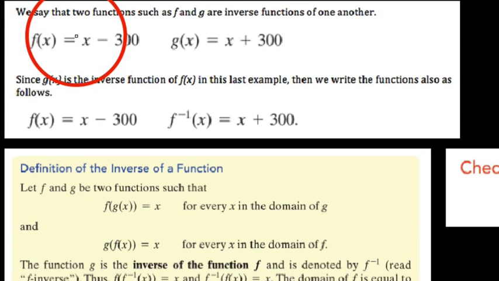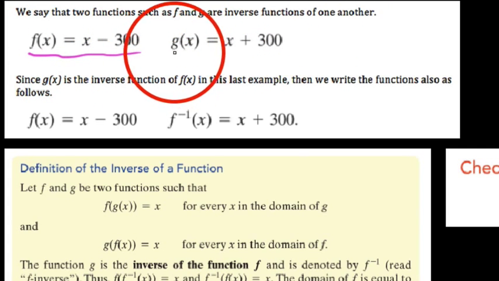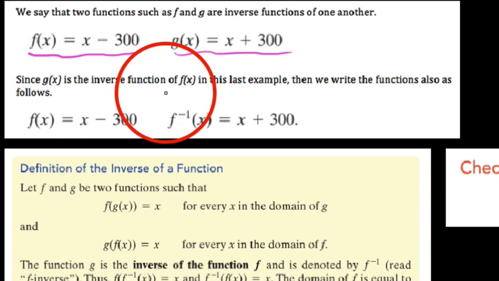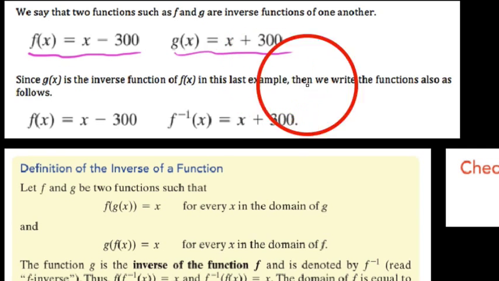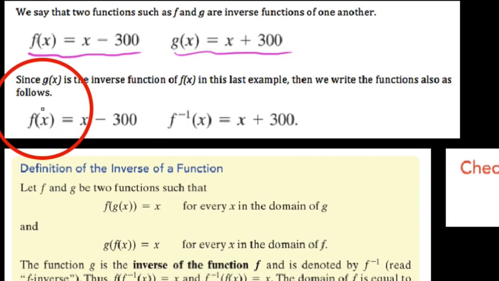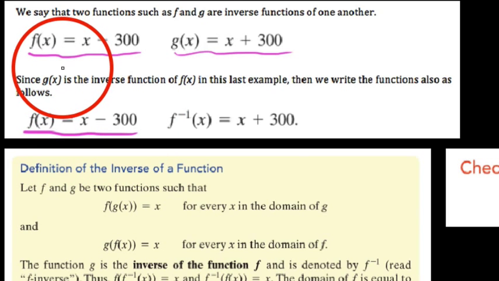Let's take a look at notation first here. We say that two functions such as f and g are inverses of one another. So we saw that f of x was the price minus 300 and g of x is the price plus 300. We say, though, that since g of x is the inverse of the function f of x in this last example, then we'd write the functions also as follows. So what you're going to see here is f of x, which is the same f of x you see here.